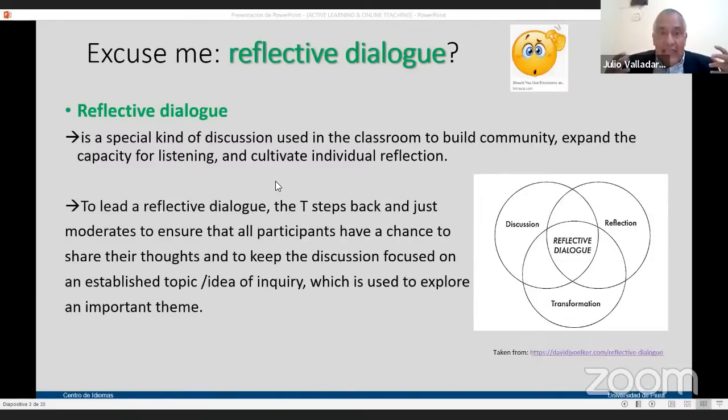So the idea of conducting reflective dialogue: the teacher steps back and just moderates. Unfortunately, that's so difficult for us teachers because we like to be the center. And sometimes we need to be the center. Imagine a class of 40, 45 students. We need to be the center, but we should step back from time to time. It's just 5 minutes, 3 minutes, and just moderate to make sure that all participants have the chance to share their thoughts and to keep a discussion focused on an established topic, idea of inquiry.